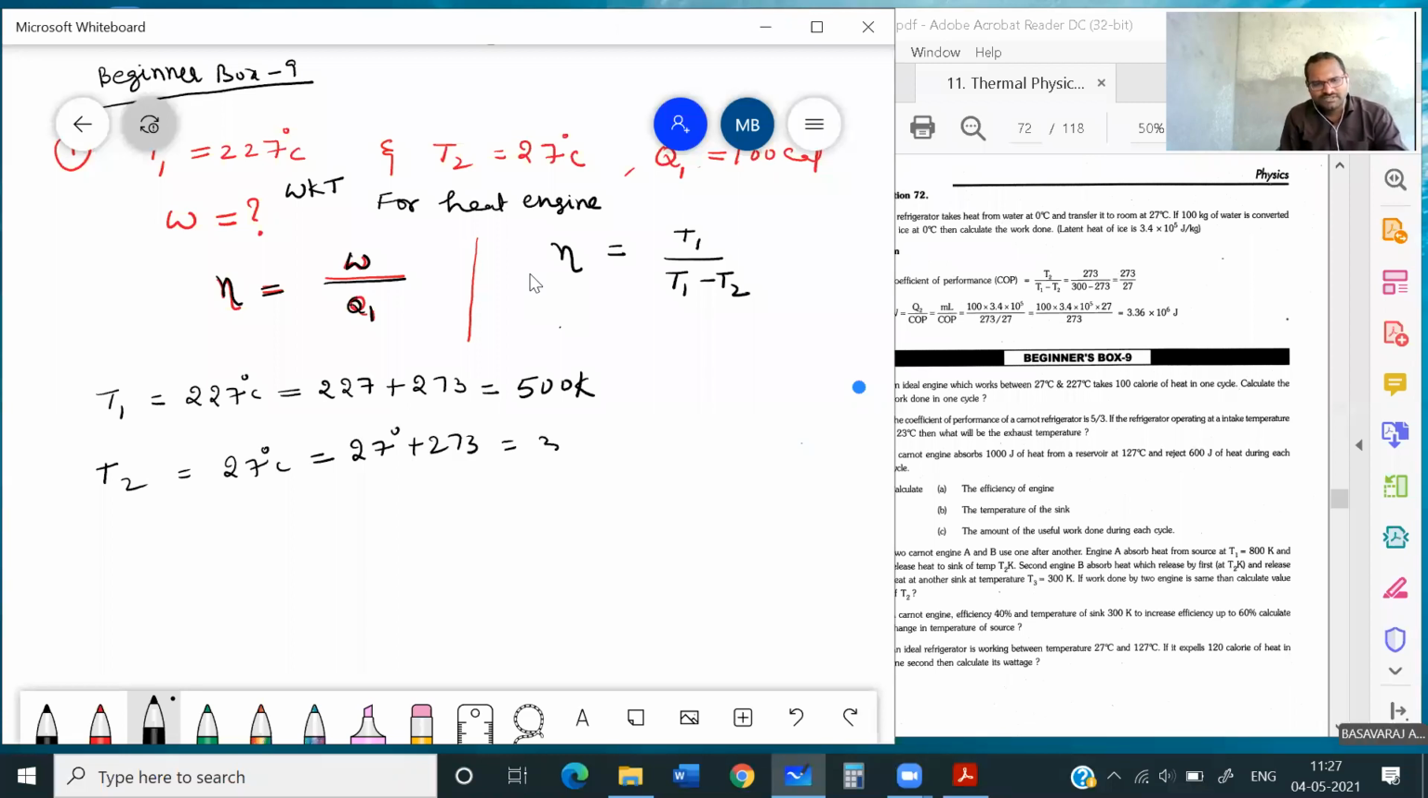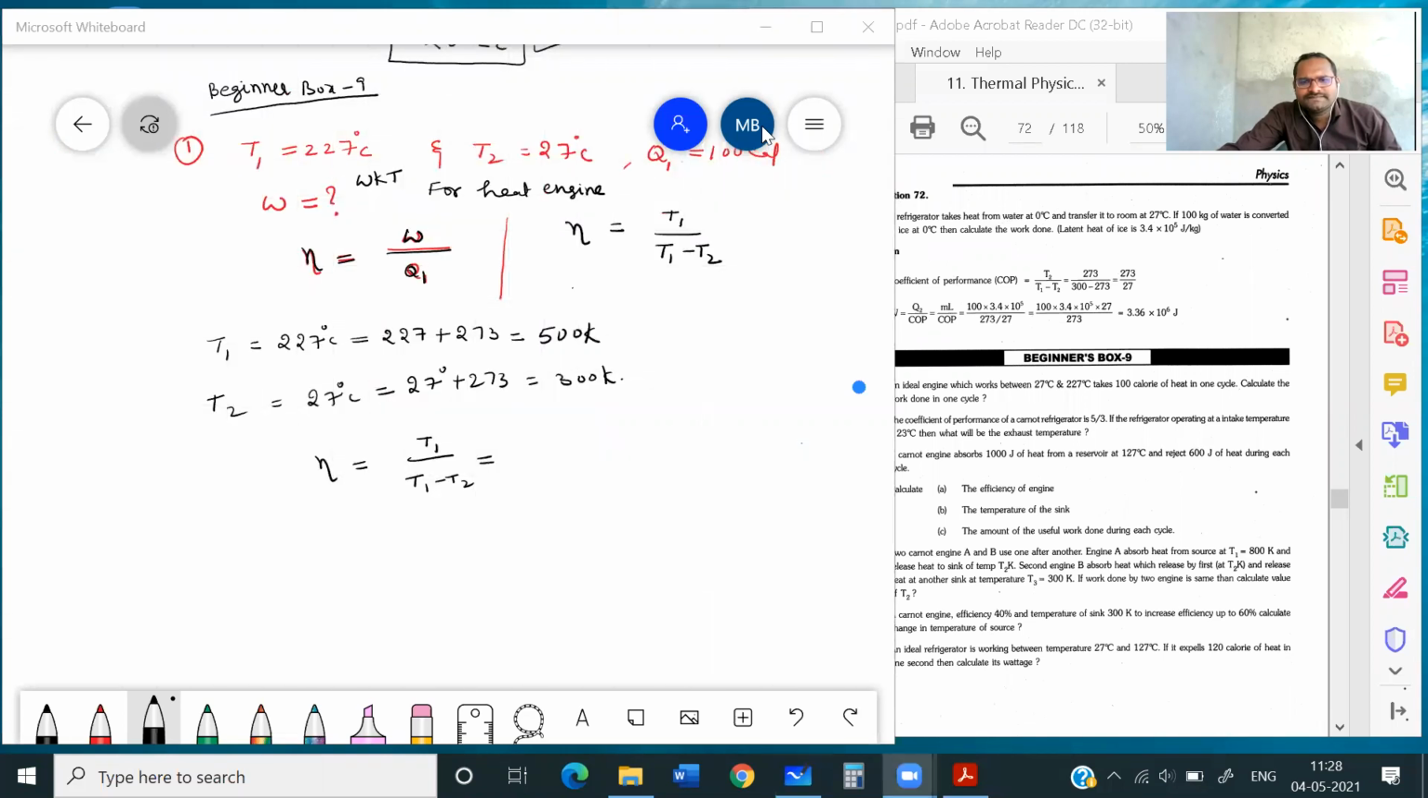Now substitute. Eta is equal to T1 upon T1 minus T2. Someone is writing on the screen, Baswaraj and some members. No, don't write anything. If you write, it will disturb me because I don't have much knowledge on this. Yesterday I checked how to solve this, so I'm trying. If you write something, I can't erase it because I don't know clearly what is happening.